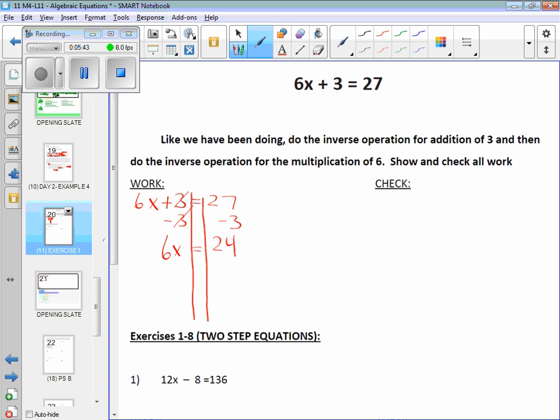So what do you do next? Ellen? Right, you divide by 6, because the x is still here. You have to do the opposite to it. Just divide by 6. What do you have to do on the right side? X. Correct.